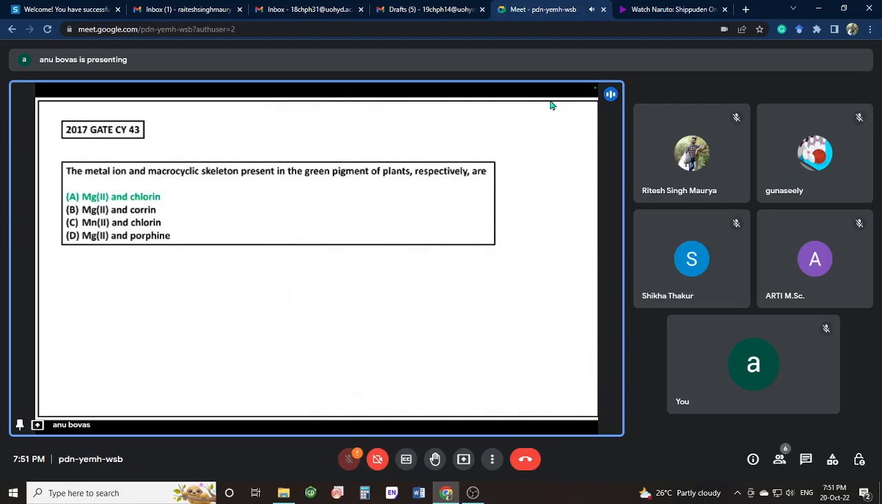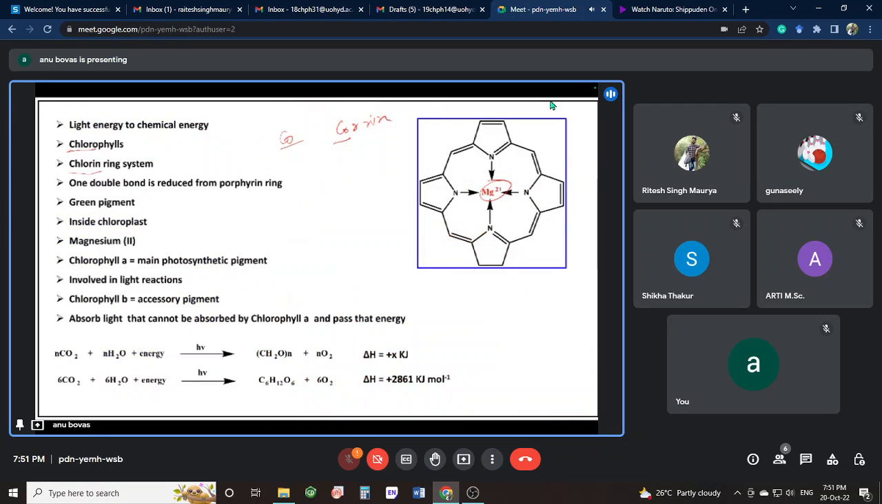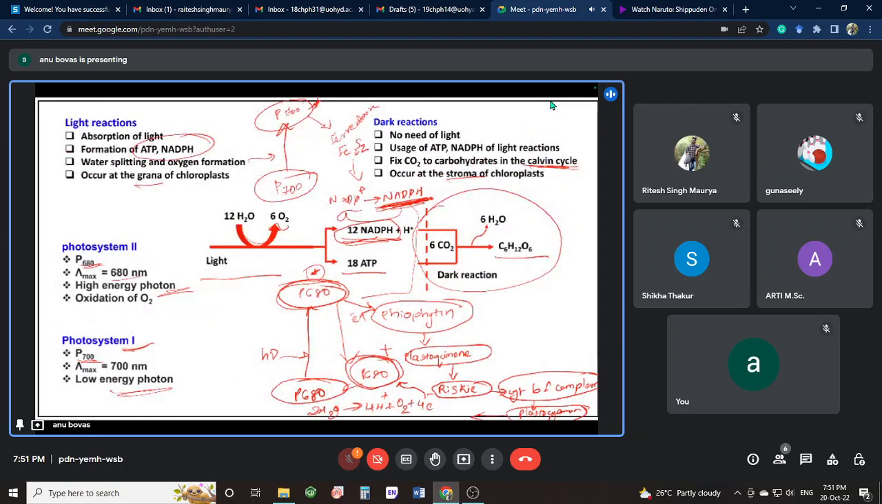So this question is pretty easy. We need not know any of these things. From the first slide itself, this is pretty simple. We should know the central metal atom and the ring system. But I just explained a little extra so that if a question comes in future regarding photosynthesis, you will be able to answer.